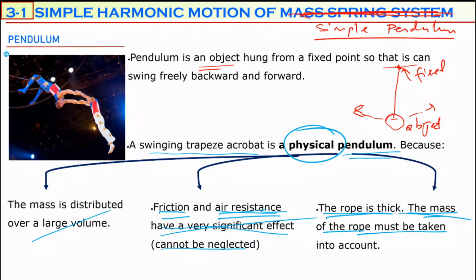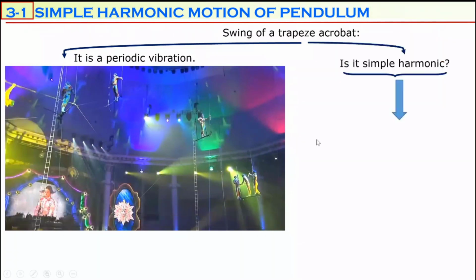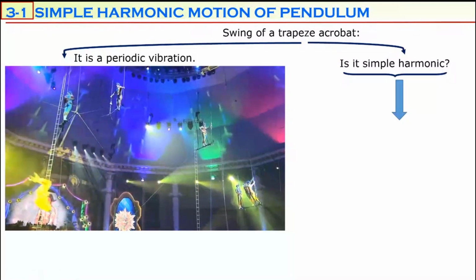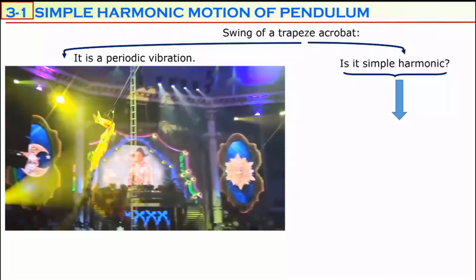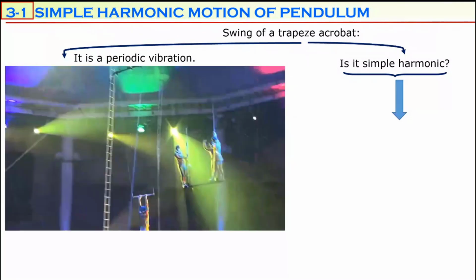Your book is asking about these trapeze acrobats swinging back and forth. So it's periodic motion. We know that because repeated motions in physics are known as periodic motion. That's why the swing of a trapeze acrobat is a periodic motion. But is it simple harmonic? Your book is asking this question. They are swinging back and forth, and this is a periodic motion, absolutely, a repeated motion. But is it a simple harmonic motion?